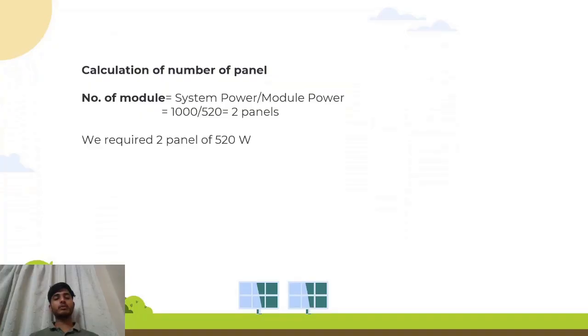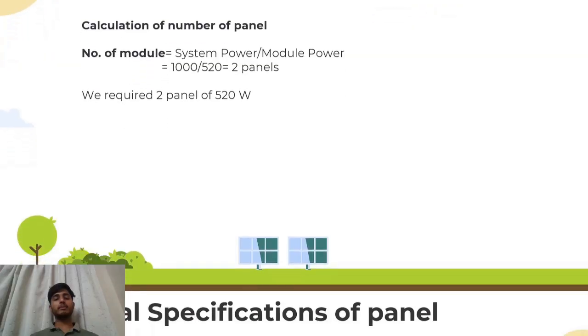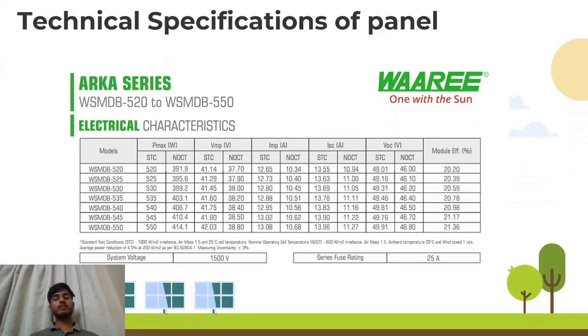So after that, we have to calculate the number of panel required. To calculate the number of panel required, we have to divide system power by module power. I have considered the module power of 520 watt. So I require two panels for 1 kilowatt PV system. So I have considered the solar panel of Vari company, and these are the technical specification of that panel.